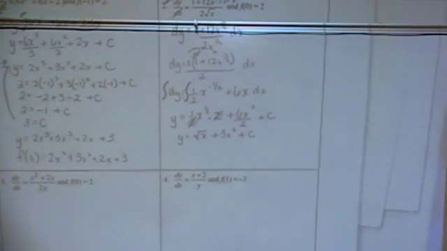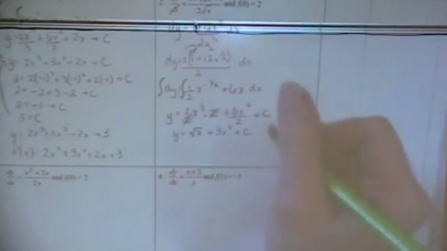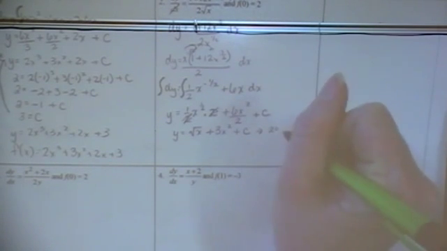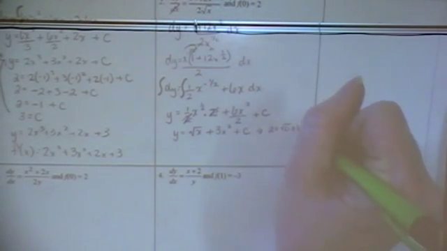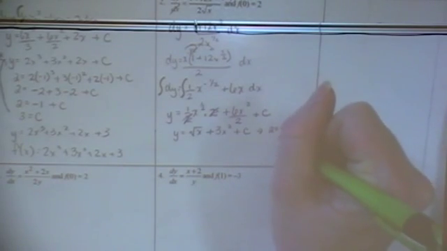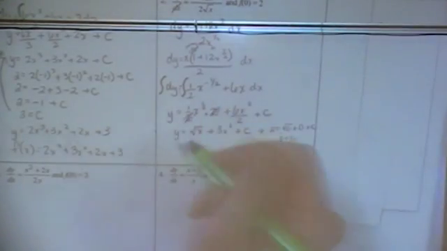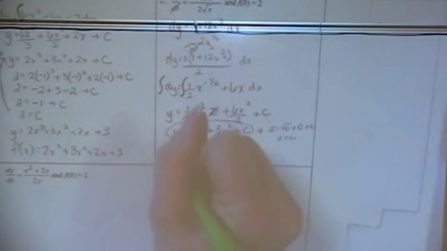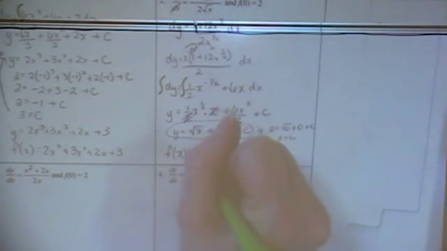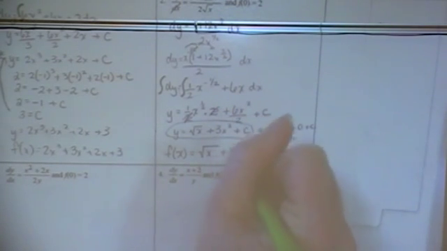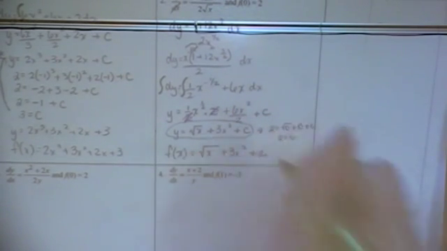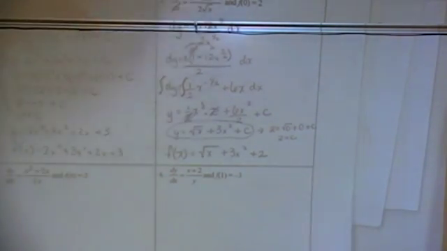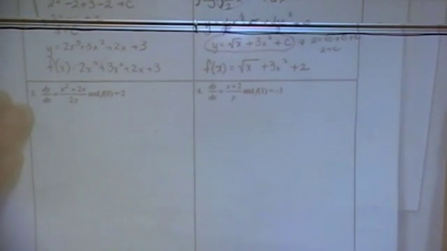Now we can plug in our values. I'm going to save space. I'm going to do it right over here. So I get 2 equals square root of 0 plus c. So it looks like c equals 2. Plug that back into the function that we found, which is this function. So f of x is the square root of x plus 3x squared plus 2. And that's it.